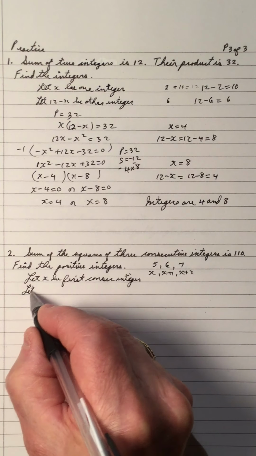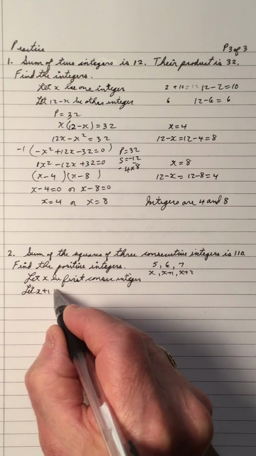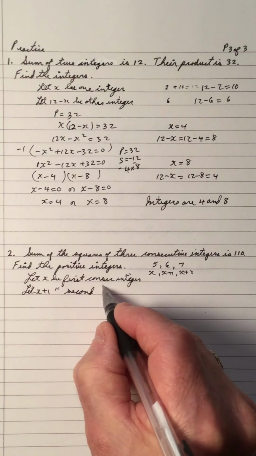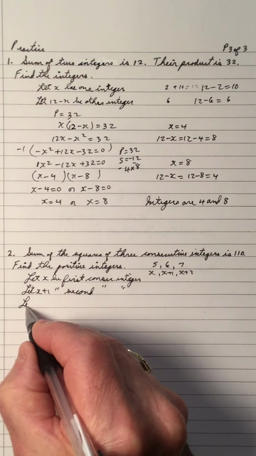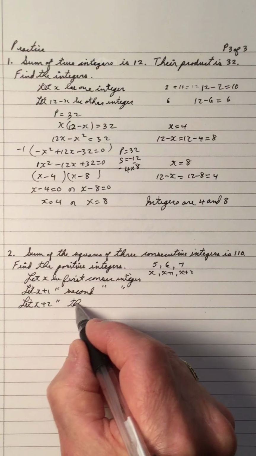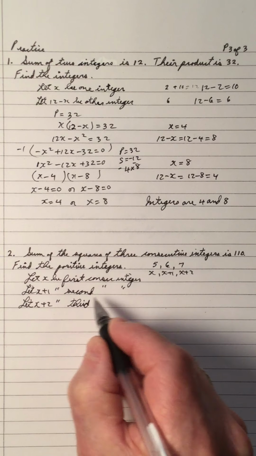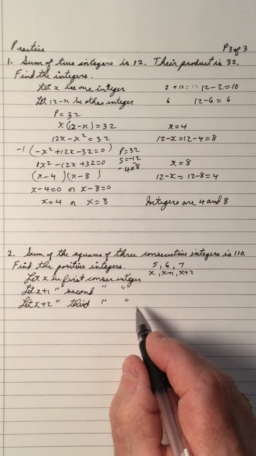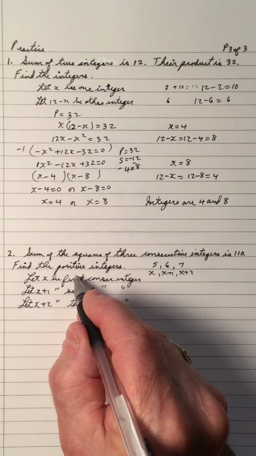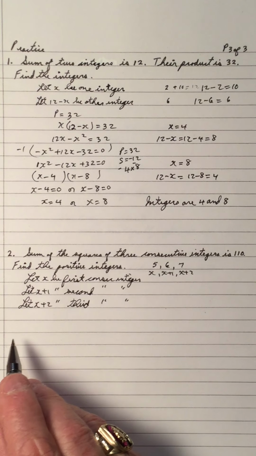And we let x plus 1 be the second consecutive integer. And we let x plus 2 be the third consecutive integer. And you have to write these statements down. If you don't, your teachers will deduct marks, but just check with your teacher.